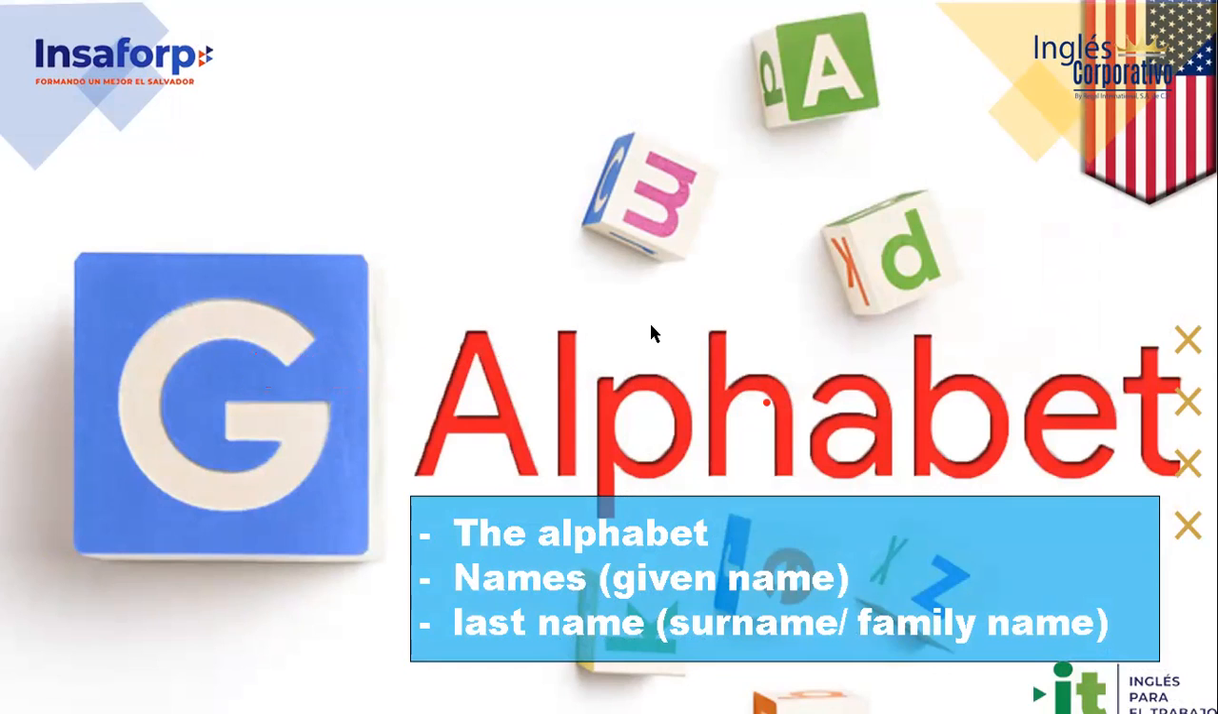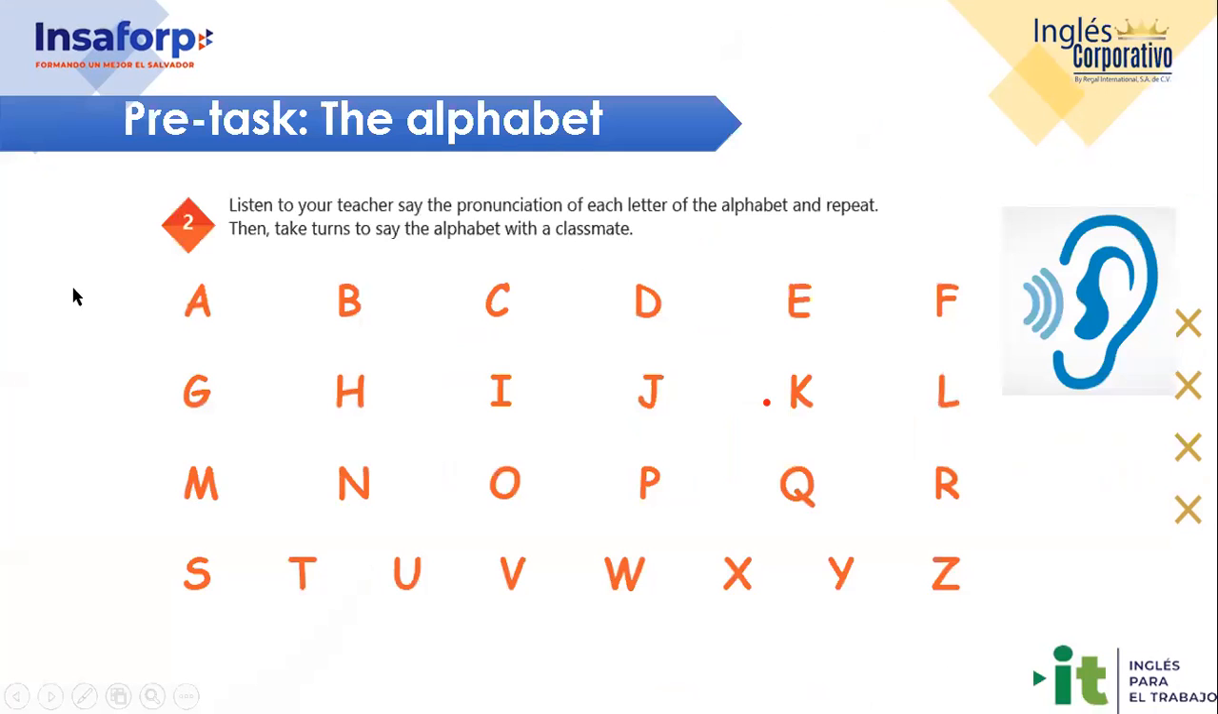Okay, so let's start. Related to this, we're going to be checking the alphabet, names, given name, last name, surname, and family name. So we're going to check why is that. Ya vamos a checar qué es. Now, we're going to listen to the pronunciation of each letter of the alphabet, and then you have to repeat that, okay? Then you're going to take turns to say the alphabet, right?